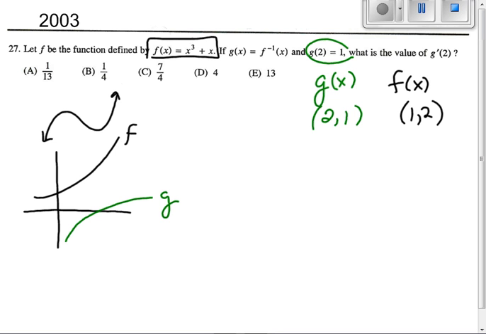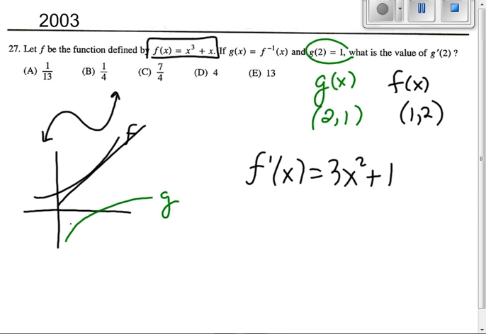So this is f. I take the derivative of that. So f prime of x is equal to 3x squared plus 1. And I'm going to put in what? 1 or 2? 1. Because I'm going to find the slope on this graph, girls.